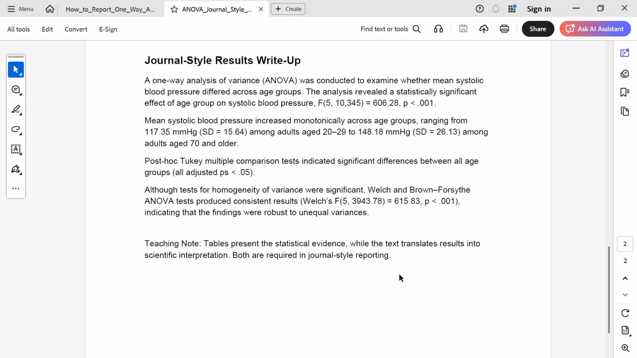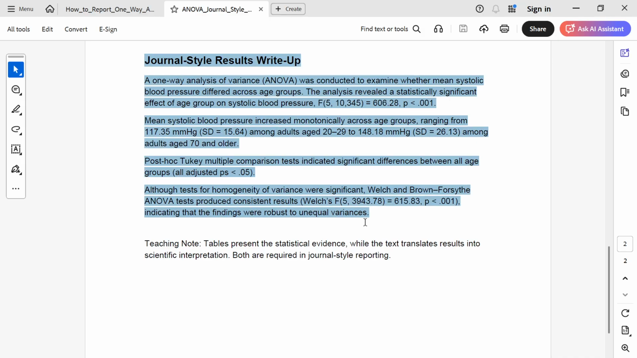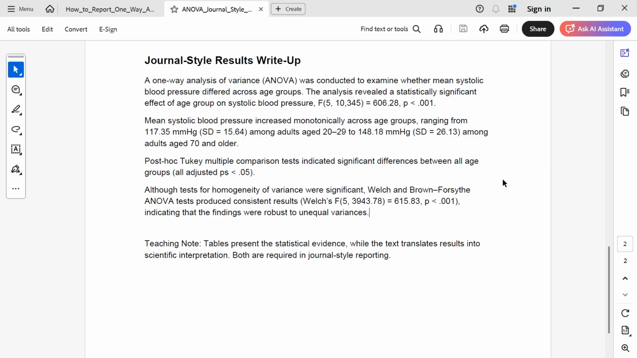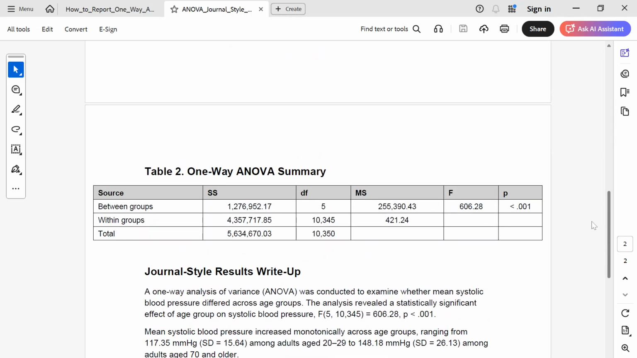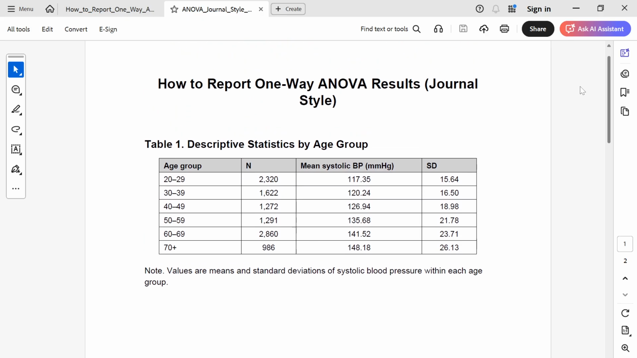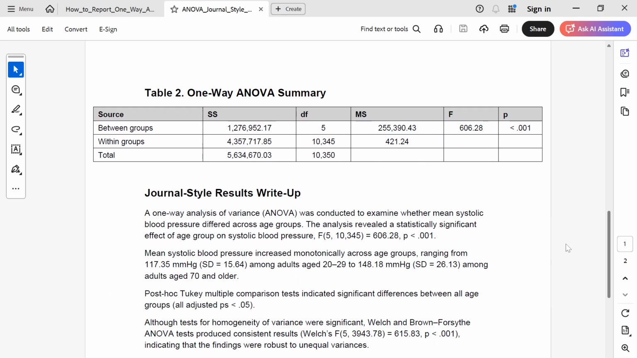Okay, so that's how you present your ANOVA results in a journal style. Look at this. This is a very small interpretation, but it covers everything. It covers the assumptions, the post-hoc test, the descriptive statistics, and the standard ANOVA results, but within a small space. So it's not much, and we use just two tables. Not all results should be put into a table.